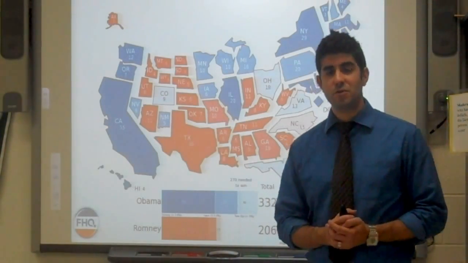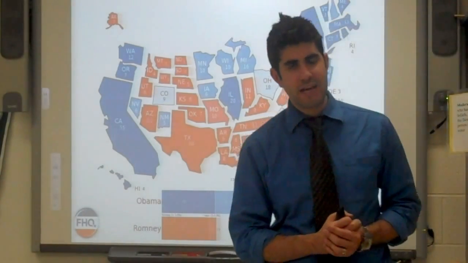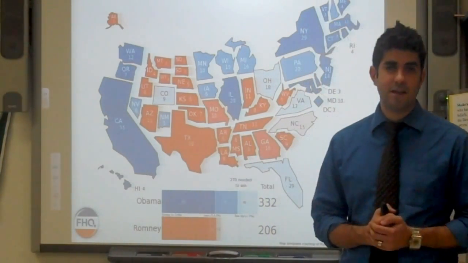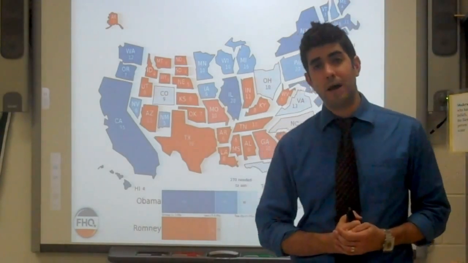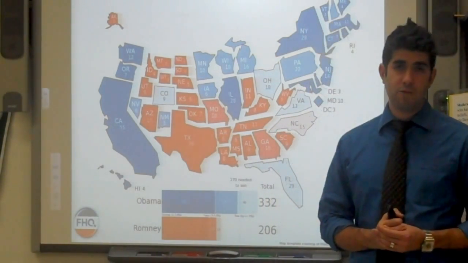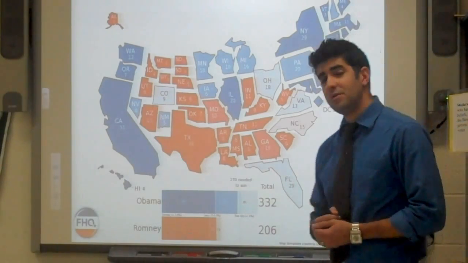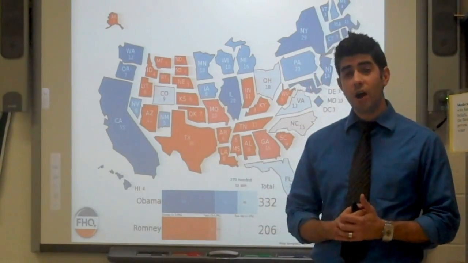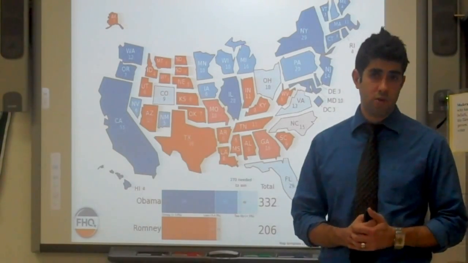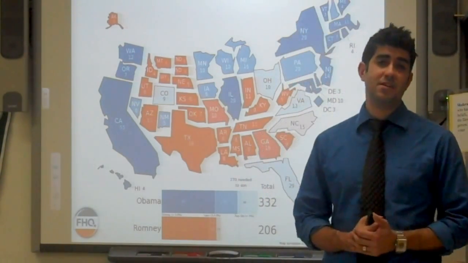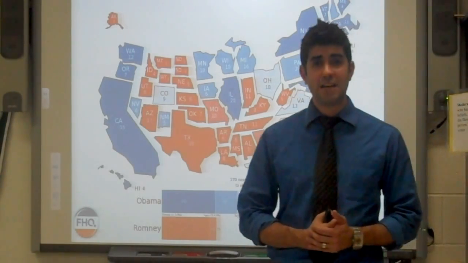Behind me is the official results of the 2012 presidential election. Blue states were won by the president at the time, an incumbent, Barack Obama, Democrat, and the red states were won by Governor Mitt Romney, a Republican. As you see with the size of the states, they vary in importance. The states with the larger size are the states with the more electoral votes. The smaller the state is, the least significant it is when it comes to presidential elections.